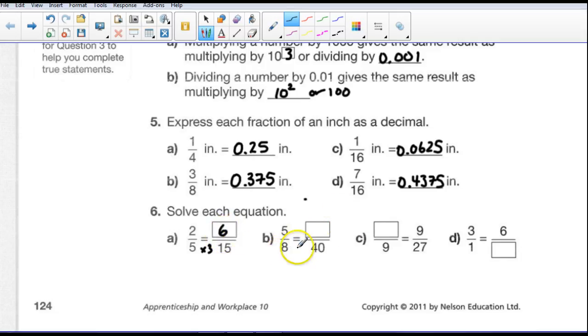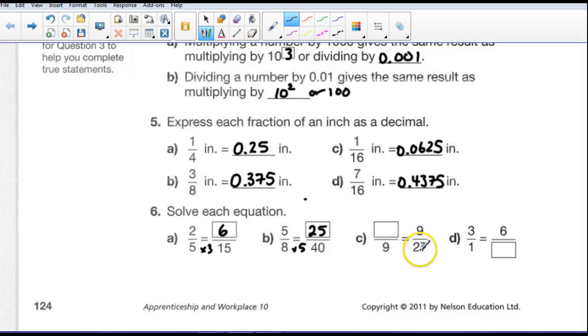Okay, so 8 on the bottom of the first one to 40. Well, how do I get 40 from 8? Well, I multiply by 5. And what I do on the bottom, I have to do on the top. So 8 times 5 is 40, 5 times 5 is 25. So the fraction 25 over 40 is the same as 5 over 8. Okay, let's do this one.